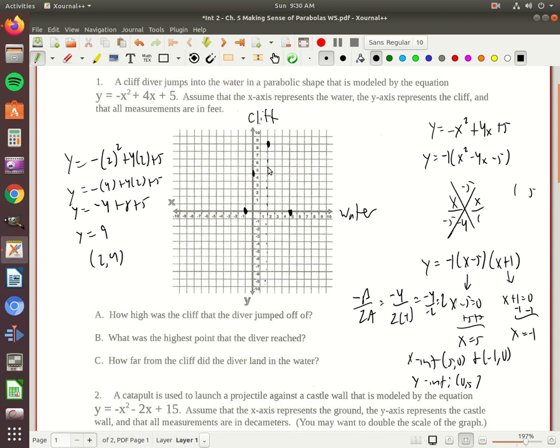Now I'm going to go ahead and answer these questions so you can see. And again, I have this symmetric point. If this is the axis of symmetry and I have a point 2 away to the left, I have a point 2 away to the right. So this becomes my parabola. And again, don't forget, this is like a cliff right here, right? And this is water. So now we can answer these questions.